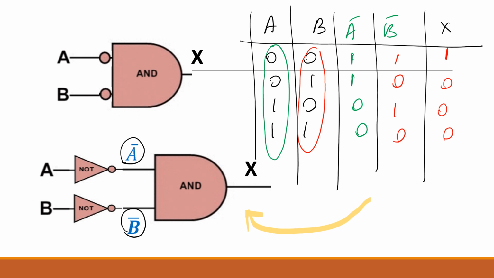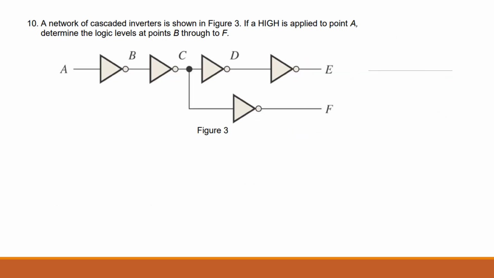Okay, so we'll move on. I want you to do this question and I'll give you time. You can write it here. So what they say is, a network of cascaded inverters is shown in figure 3. If A is high, high means you can write A or you can say high. So this one is high. If this is high, write down whether the next one is high or low. So I want you to write everything here.